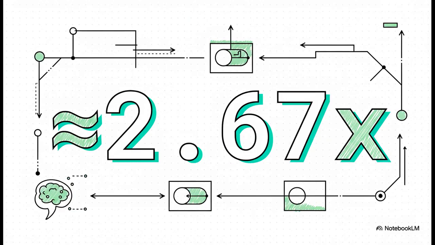But then, remember SwiGLU? That smarter activation function? Well, it uses a few more parameters. So to keep the total model size roughly the same, the community adjusted that ratio down. The new magic number is about 2.67, or 8/3 if you want to be precise. This is a great example of how these design choices all connect. You get the benefits of the smarter activation without accidentally making your model way bigger.